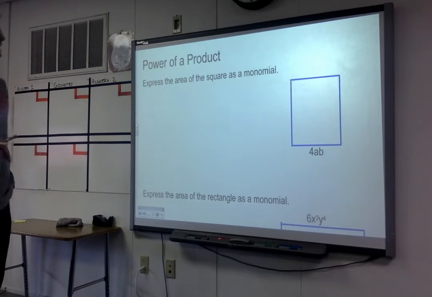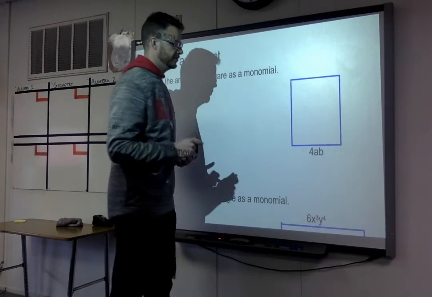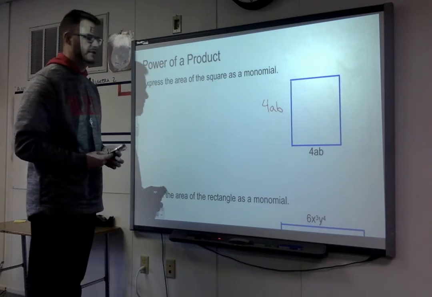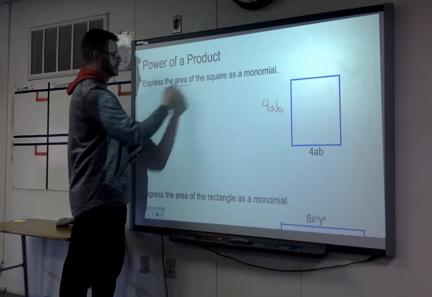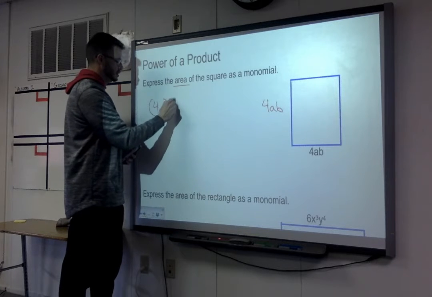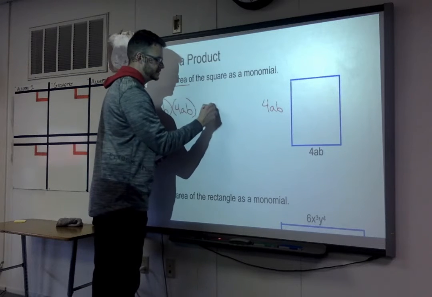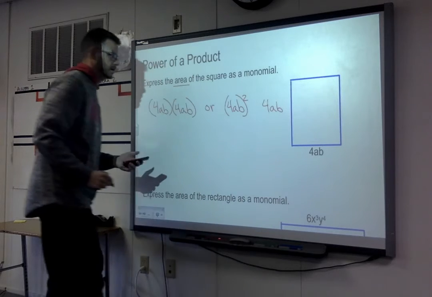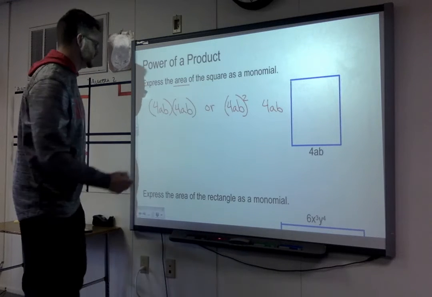So here, express the area of the square as a monomial. Since this is a square, we know all of the sides are congruent, so we can write in that this side would be represented by 4AB. So here we would go to find the area of the square, length times width. So 4AB times 4AB, which can also be written as 4AB squared.